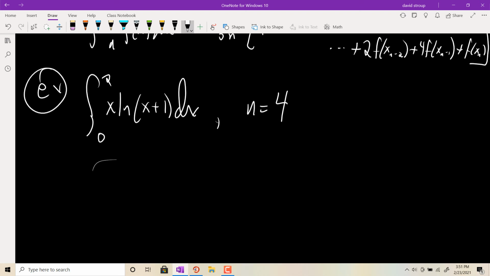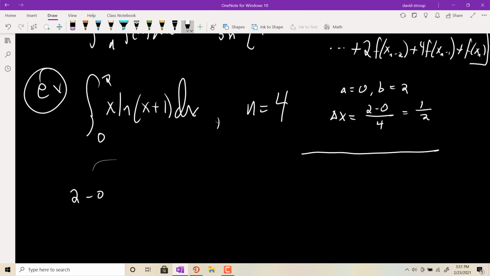So using Simpson's rule, we have b minus a. So we can get some information, right? a is 0, b is 2. Change in x is b minus a all over n, which in this case is 4. So change in x is 1/2. To get our endpoints, you can do your number line 0 to 2. So go by 1/2: 1/2, 1, 3/2, and then 2.